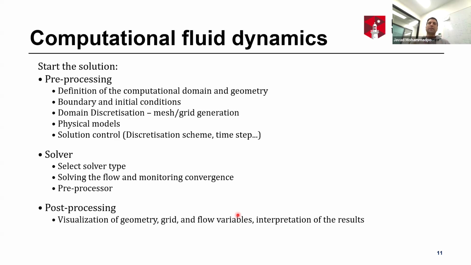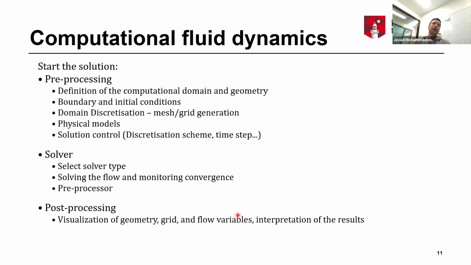In the processing step, or the solver, you need to select your solver: single phase or multi-phase, depending on your physics. Then you need to solve the flow and monitor the convergence. CFD is based on an iterative method after discretizing the geometry and the equation. At each iteration we have a criterion, so you need to meet that criterion and, based on that, monitor the convergence.